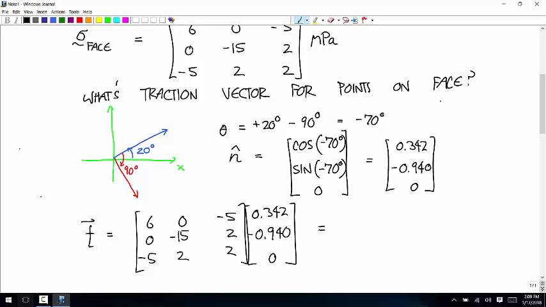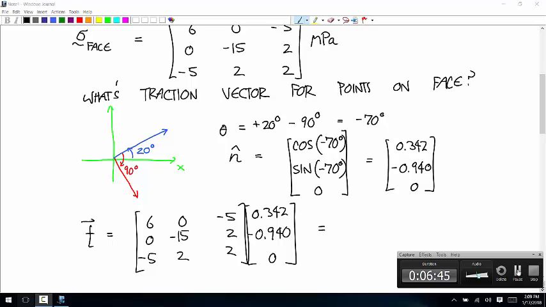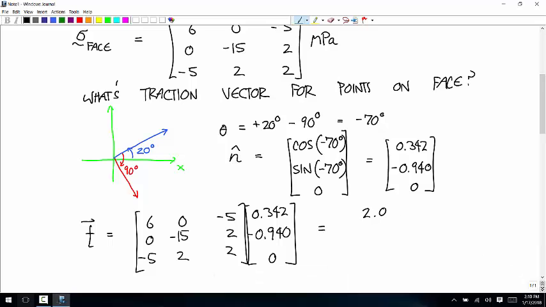Can someone punch that into a calculator or hand me a calculator? 2.052, 14.1, negative 3.590. I love the significant figures. That's the way to get in the spirit with the random significant figures. Megapascals.